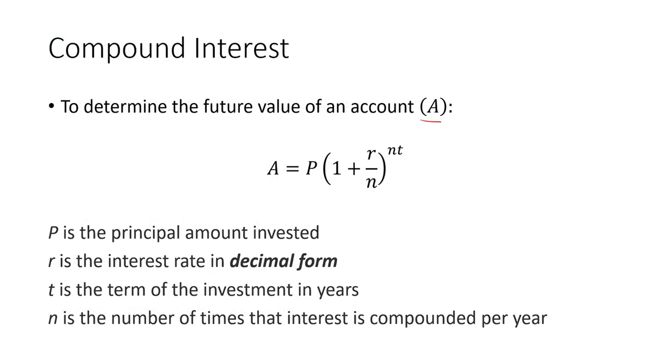If we're using compound interest, then in order to determine the future value of some account, which we write as an A, we want to use this formula. Remember that P is the principal amount invested, R is the interest rate, written as a decimal, T is the term of the investment in years, and N represents the number of times the account is compounded each year. So let's practice some compound interest problems.